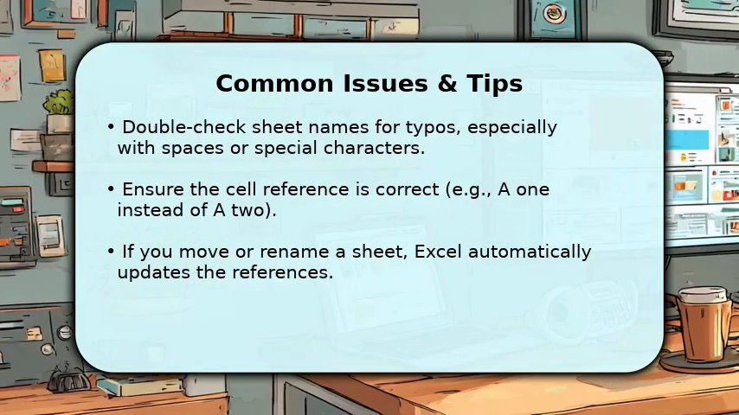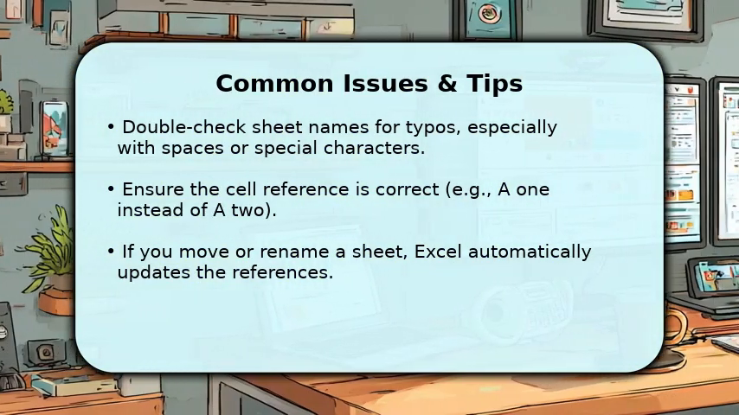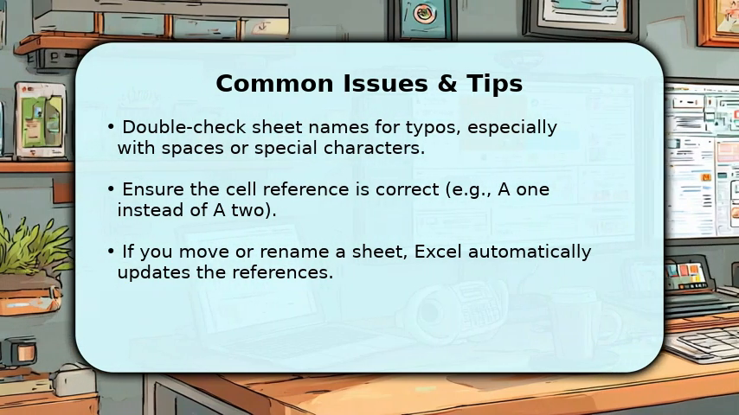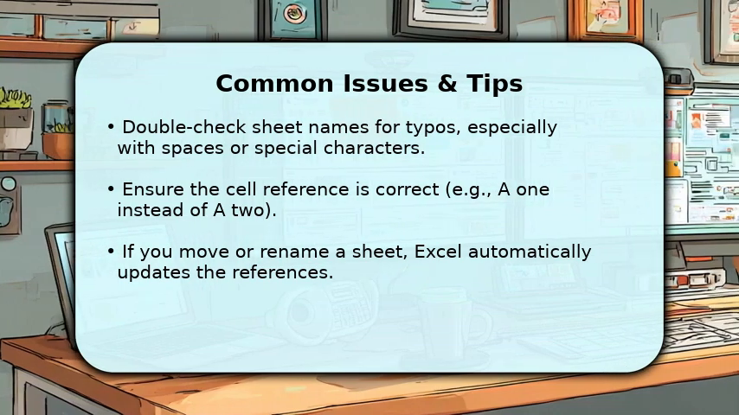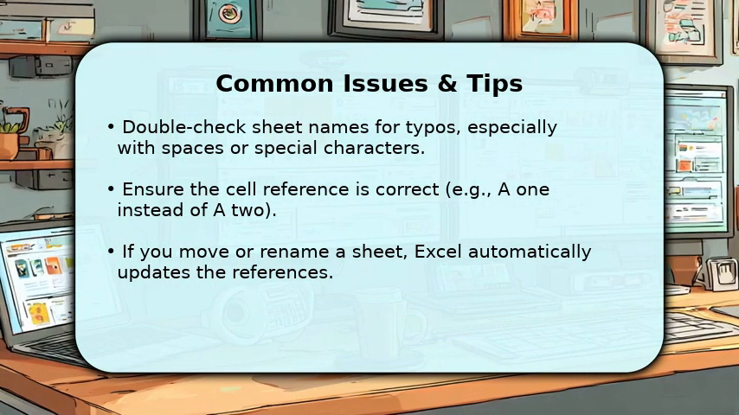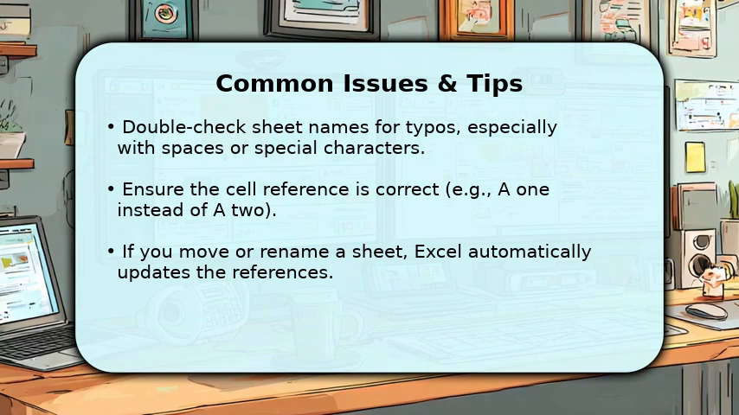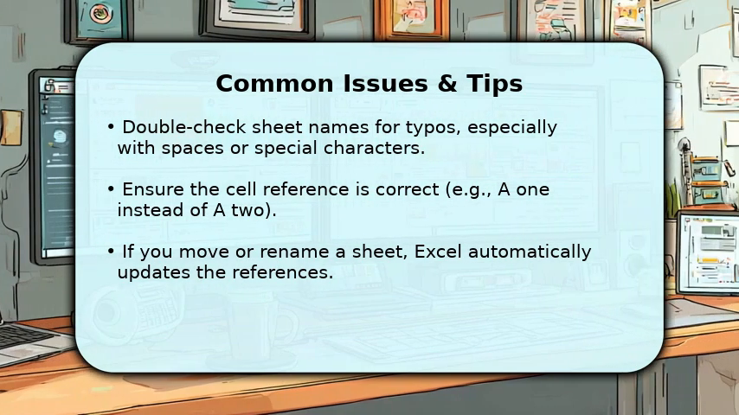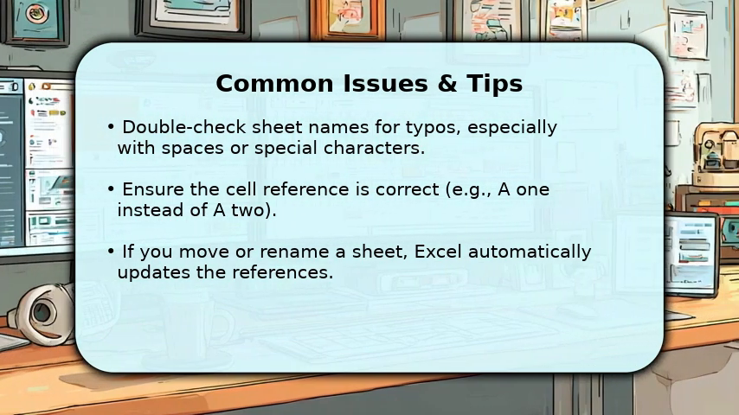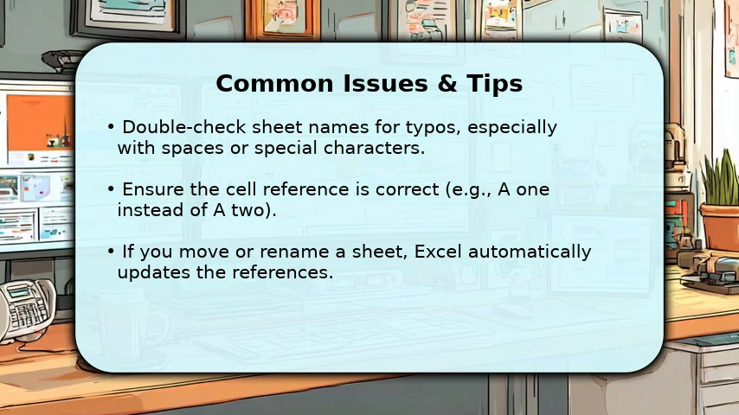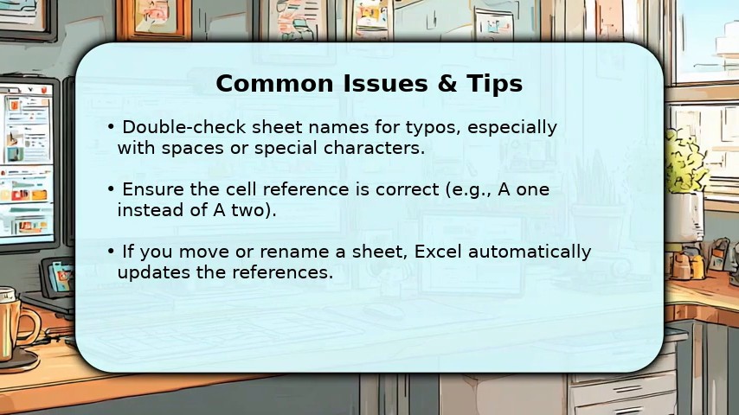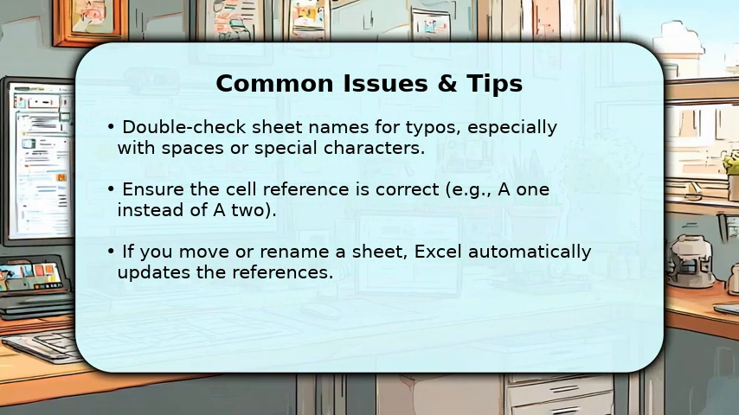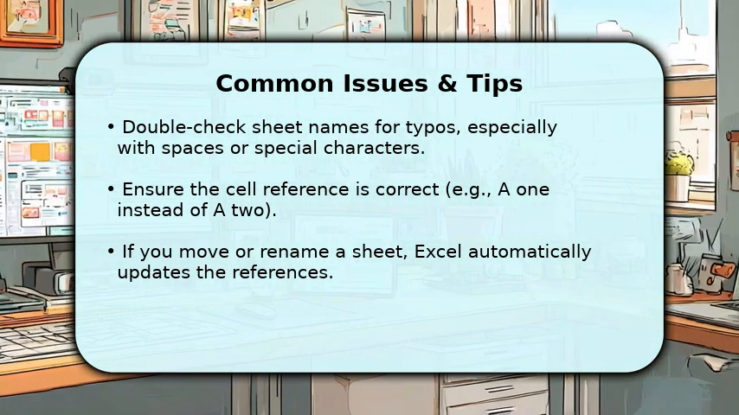When referencing cells, always double-check your sheet names for any typos, especially if they contain spaces or special characters. Also, confirm that your cell reference, like A1 or B5, is precisely correct. A great feature is that Excel automatically updates your references if you move or rename a sheet. If you encounter broken links, the Go to Special feature can help you locate and fix them efficiently.